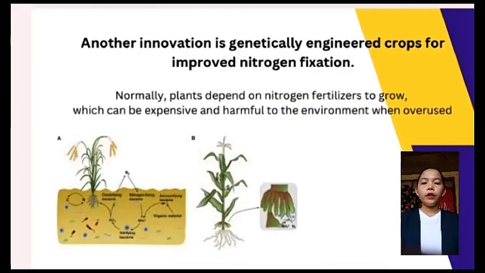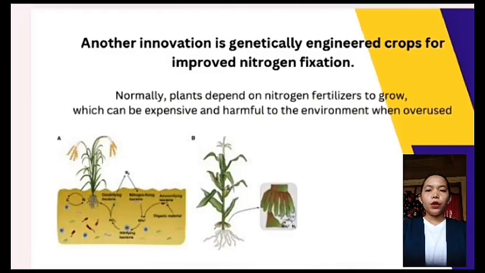Another innovation is genetically engineered crops for improved nitrogen fixation. Normally, plants depend on nitrogen fertilizers to grow, which can be expensive and harmful to the environment when overused. These crops fix nitrogen from the air or work more efficiently with nitrogen-fixing bacteria in the soil. This reduces the need for chemical fertilizers, lowers pollution, and cuts farm costs.